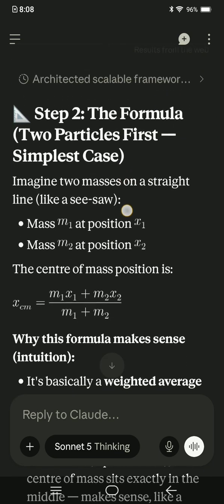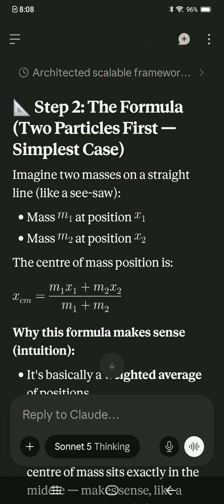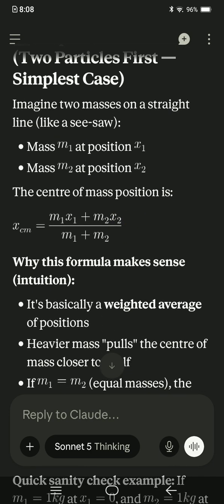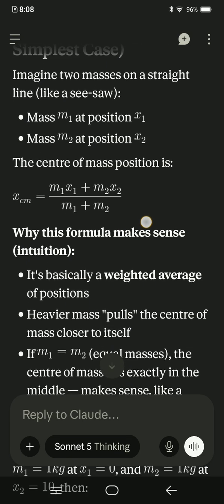Step 2, the formula. Two particles first, simplest case. Imagine two masses on a straight line like a seesaw. Mass 1 at position x1 and mass 2 at position x2. Then the center of mass position is (m1x1 + m2x2) divided by (m1 + m2).